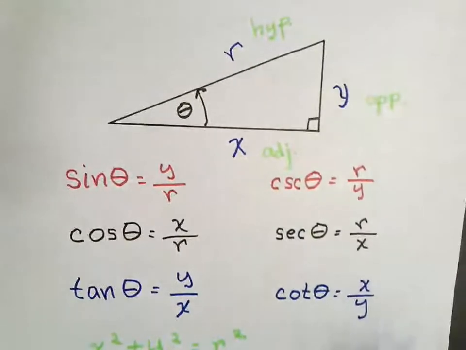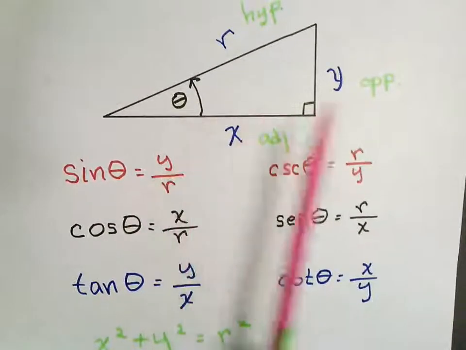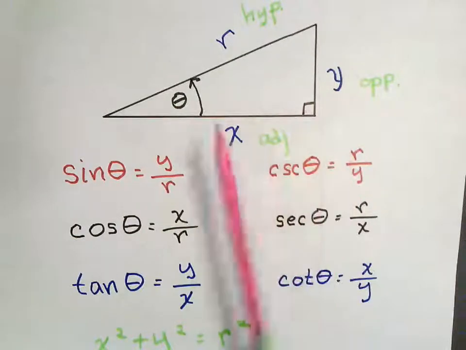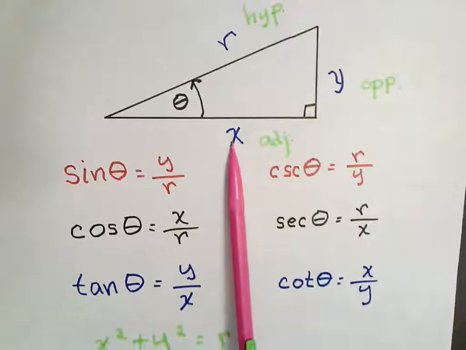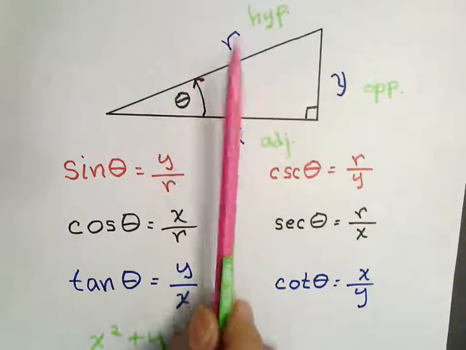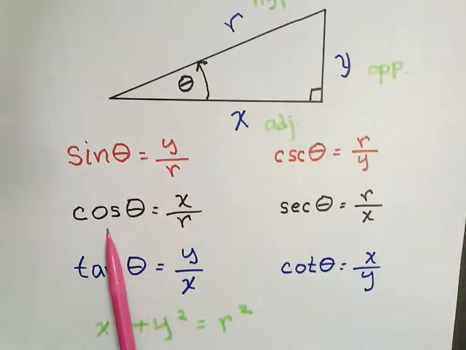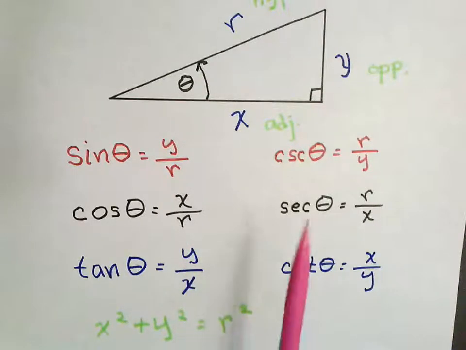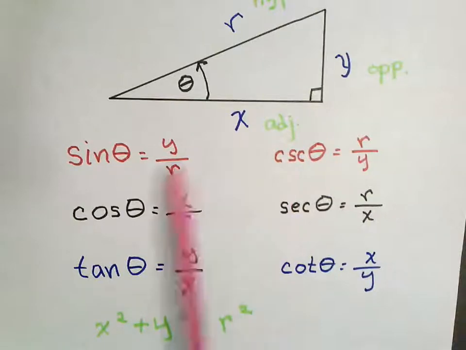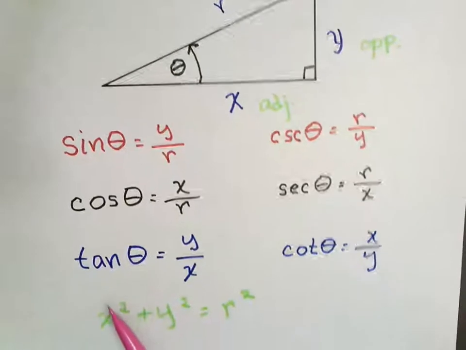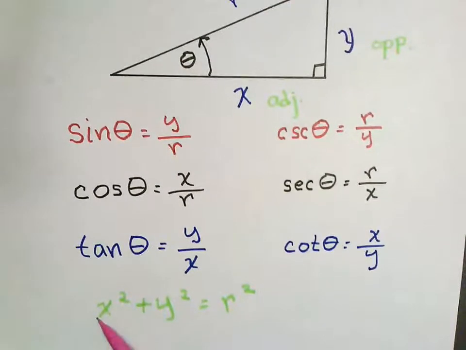Also, we need to review another way of looking at our right triangle. Focus in on theta. This side is the opposite side, which we're going to call Y. This side is the adjacent side we're calling X. And this side is the hypotenuse. So we know that the sine is Y divided by R, cosine is X divided by R, tangent is Y divided by X. And remember that cosecant is the reciprocal of the sine, secant is the reciprocal of cosine, and cotangent is the reciprocal of tangent. And according to our Pythagorean theorem, x squared plus y squared is equal to r squared.